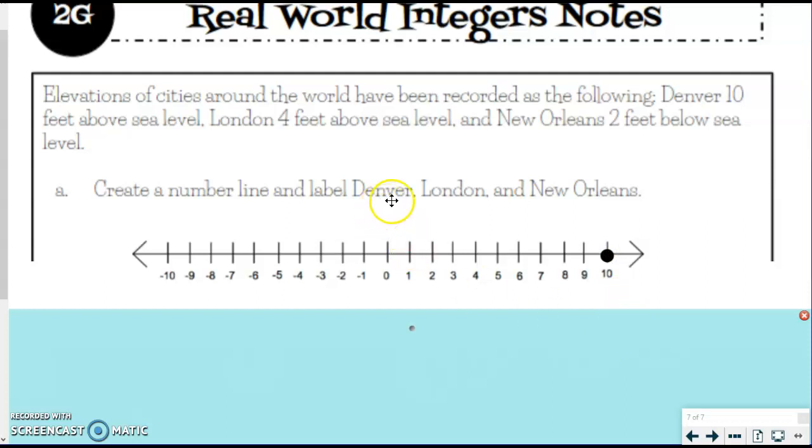Now, I'm just going to label it with the cities like this, but I'm just going to abbreviate. So I'm going to use D for Denver, L for London, and O for New Orleans, okay? So I'm going to label it with a D. You can use the number if you want. I'm just doing this because they told us to use the cities.